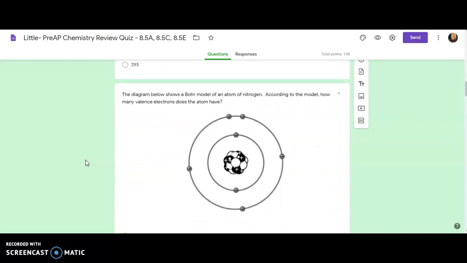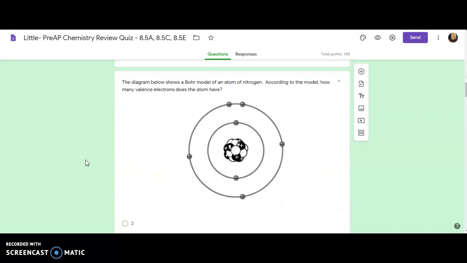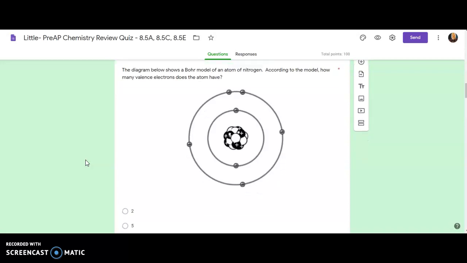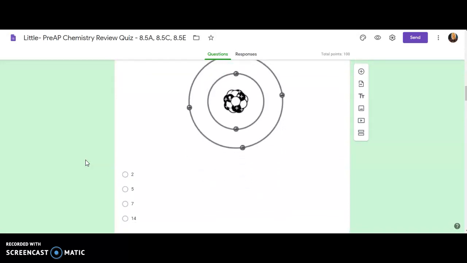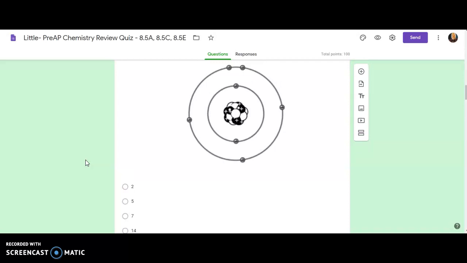Question number 3 deals with the Bohr model. The diagram below shows a Bohr model of an atom of nitrogen. According to the model, how many valence electrons does the atom have? Remember, your valence electrons are your electrons in your outermost shell. Does this nitrogen atom have 2 valence electrons, 5 valence electrons, 7 electrons, or 14 valence electrons?